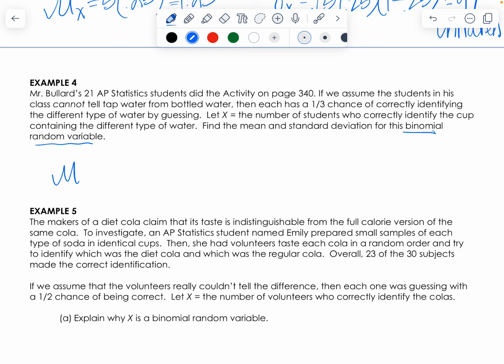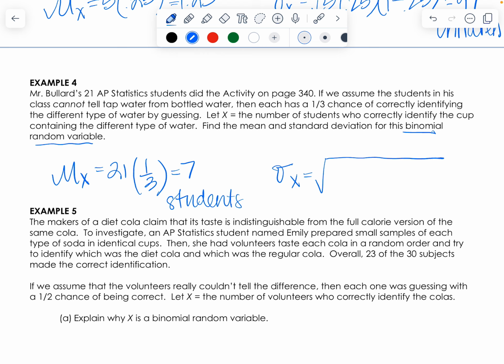So we can go right to the mean of X, which is N times P. So 21 times 1/3 would be 7 students. And the standard deviation of X would be the square root of N times P times 1 minus P, which is 2.16 students.